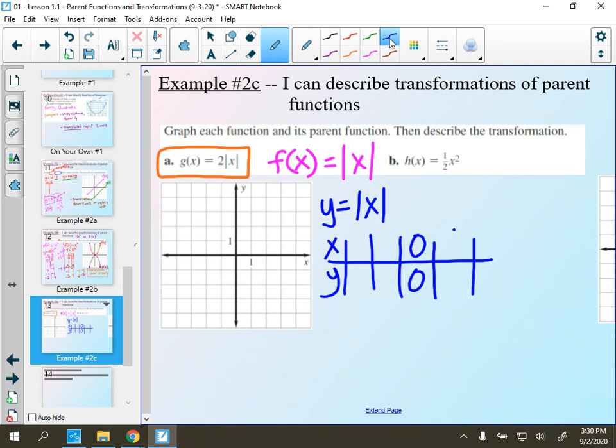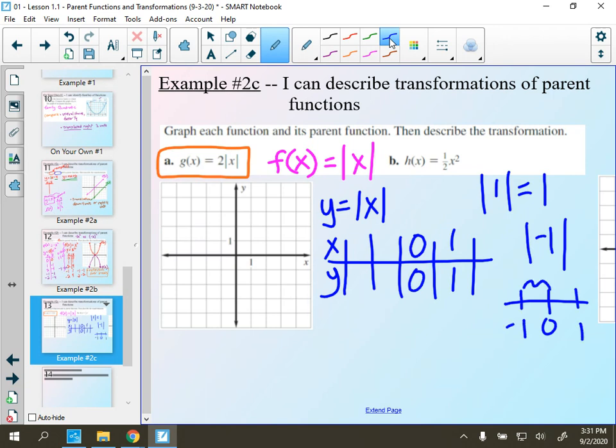If I plug in a positive 1 for x, the absolute value of 1 equals 1. It's 1 unit away from 0. Here's the part that everybody forgets. What is the absolute value of negative 1? How far is negative 1 on a number line? Here's 0, here's 1, here's negative 1. This distance is the same as this distance, right? So the absolute value of negative 1 also equals 1. Okay, same thing applies for 2. Absolute value of 2 is 2. Absolute value of negative 2 is 2. So that's where that comes from.